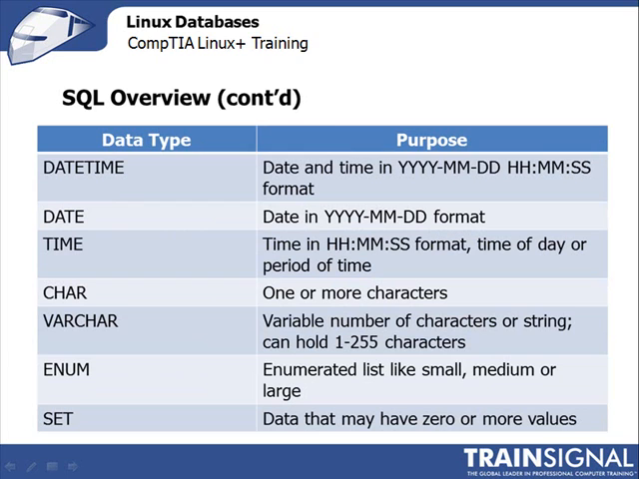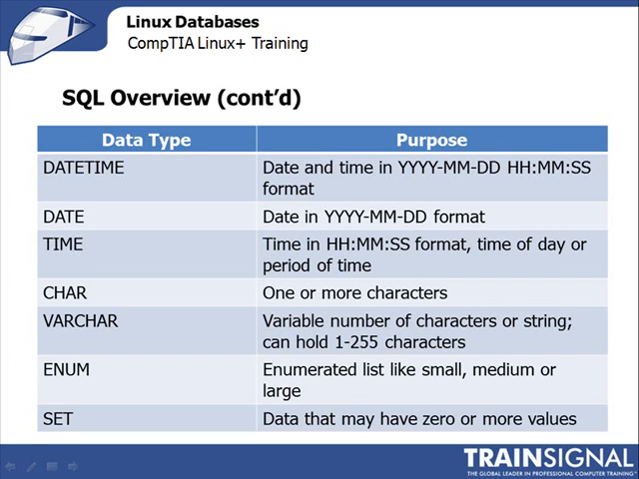Continuing our look at SQL data types, the next is datetime. Datetime stores date and time information in the format 4 fields for year, 2 for month, 2 for date, followed by 2 for hour, 2 for minute, and 2 for second. This could be useful for, say, shipping or receiving information. The next is date, which is a shortened form of datetime, and it just includes the date information in the same format, 4 for year, 2 for month, and 2 for day. The next is time, which shows the time in the same format as datetime, and that could be either for time of day or a period of time.